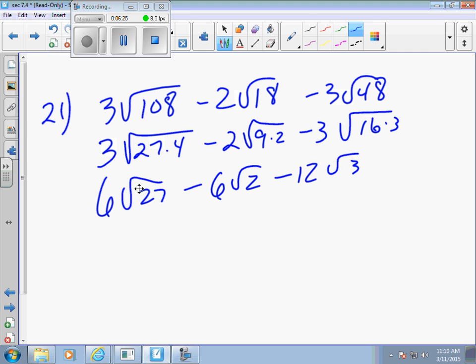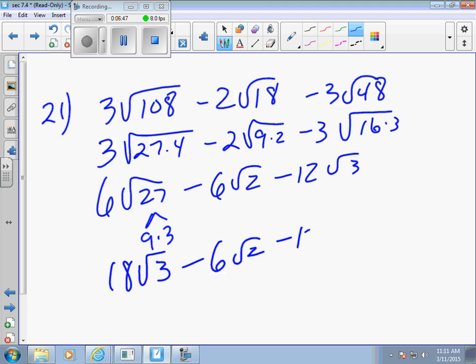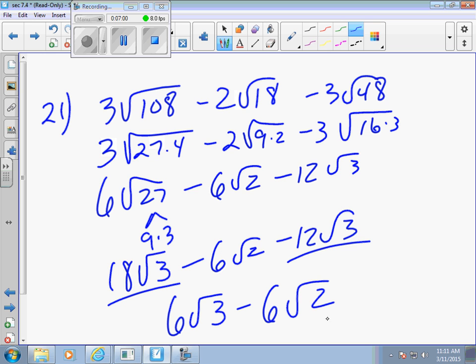Now this one doesn't seem to be in simplest form. So I'm going to do some more factoring on that one because that's 9 times 3. Even though I picked a perfect square, I may not have pulled out the biggest perfect square. So I can bring out another 3. 6 times the 3 that I pull out gives me 18 root 3. Well, good thing we did that because we have a root 3 term and another root 3 term. 18 minus 12 is 6 square roots of 3 minus 6 square roots of 2.